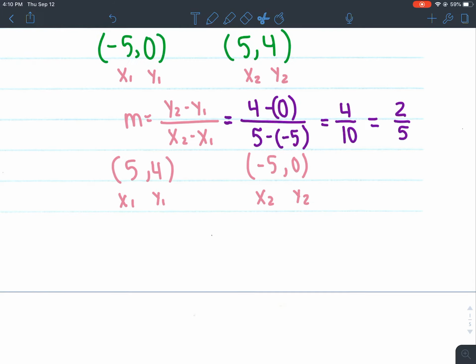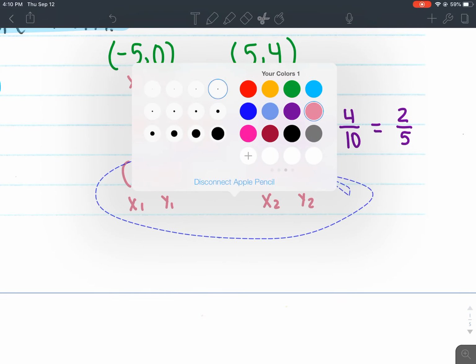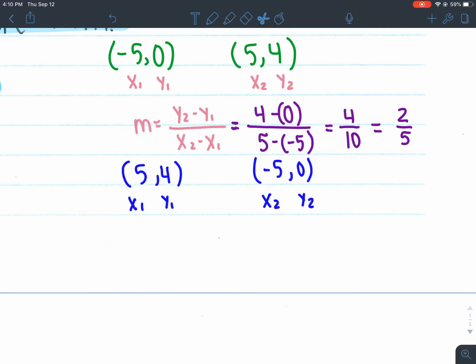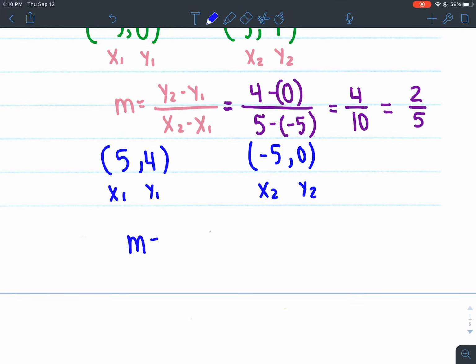So this one, the points are flipped around a little bit. Instead of having 5, 4 being the second point, I'm putting it as the first point. So let's see if we get the same thing. So I have m equals my y2, which is 0, minus y1, over -5 minus 5, which is my x1.